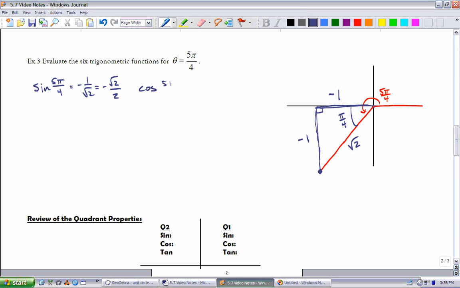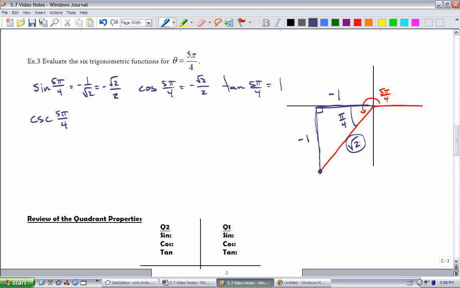Cosine of 5 pi over 4 is going to also equal negative square root of 2 over 2. Tangent of 5 pi over 4 is going to equal negative 1 over negative 1, which is positive 1. Okay, opposite over adjacent. Okay, then we go through the reciprocals. Now, you could go through and do this a number of ways, but let's just look here.